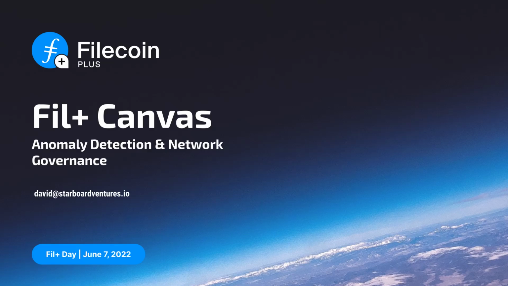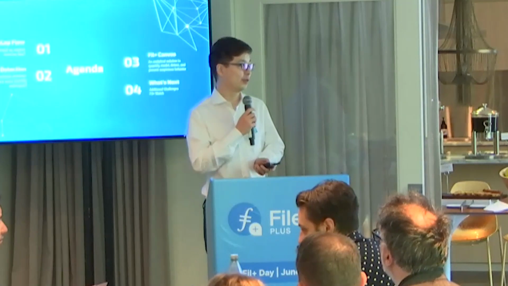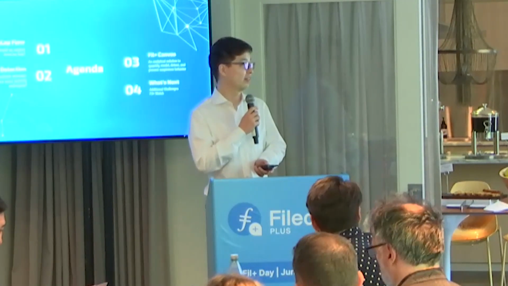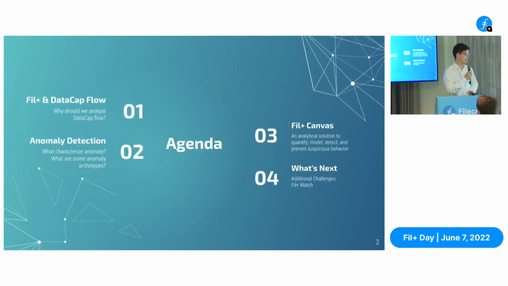Without further ado, here's the agenda for today's talk. Quickly go over some context setting to try to say the importance of understanding data cap flow. And then next, I'll move on to quickly defining what anomaly detection is in our context, and then what characterizes anomaly and what are some archetypes we have identified in the network.